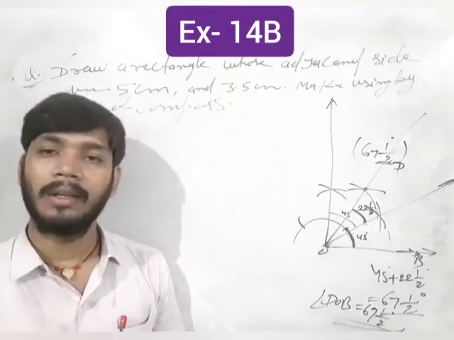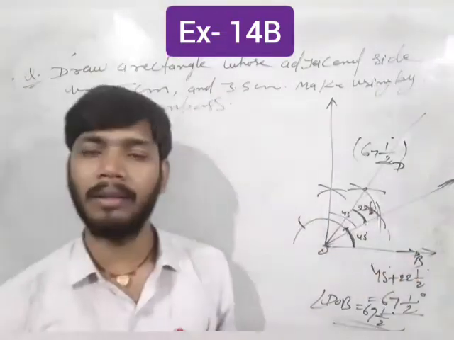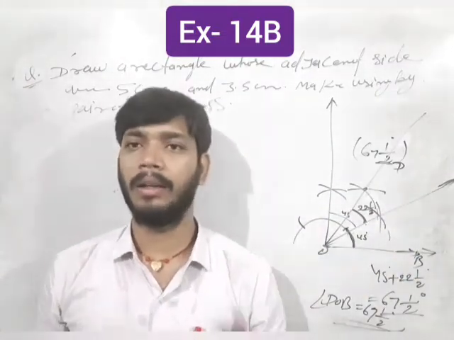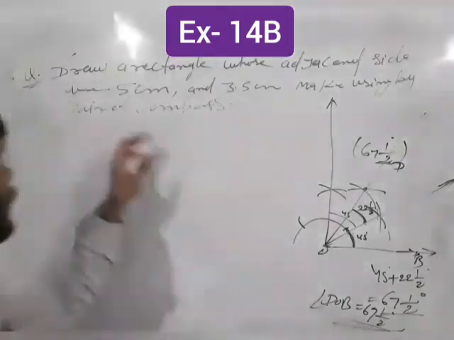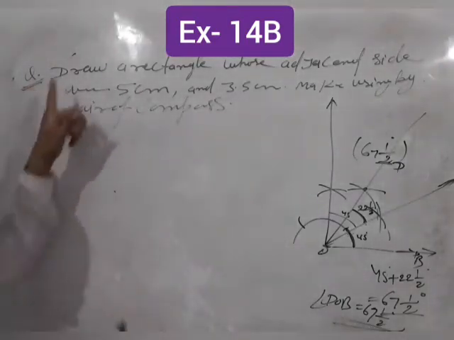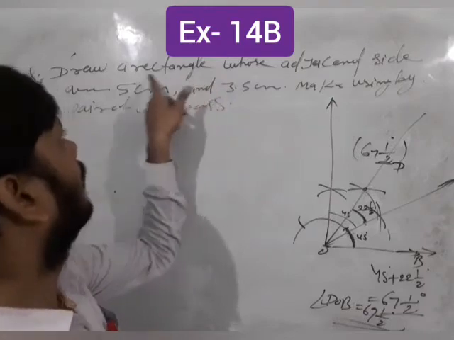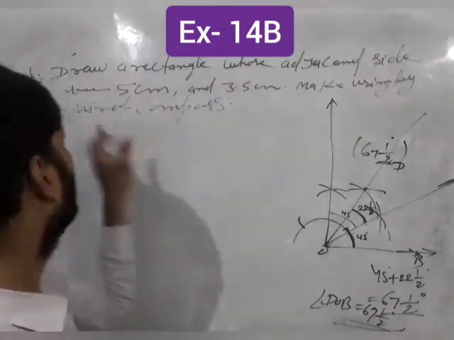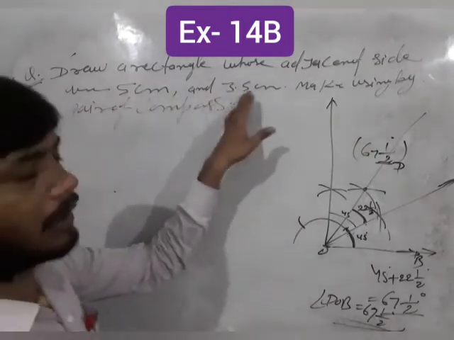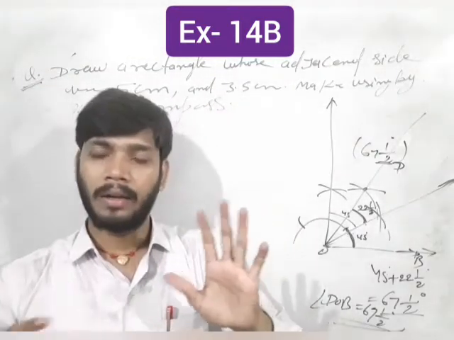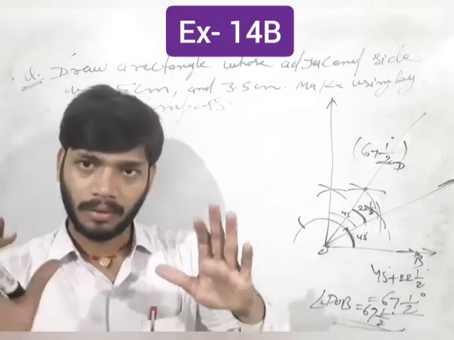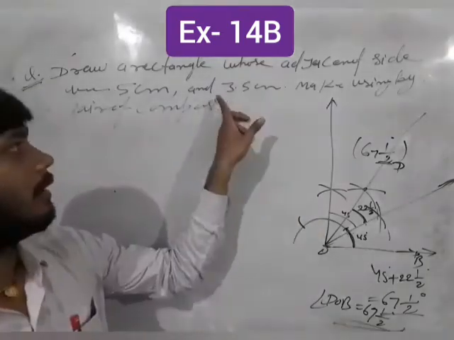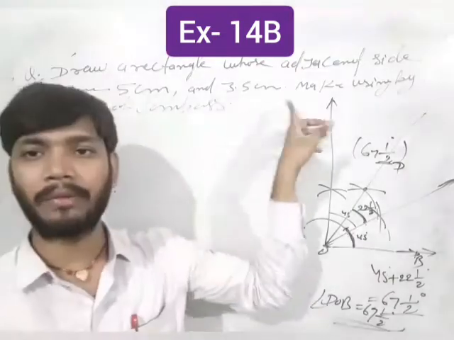Clear students? Similarly, you can draw any angle by using compass. Now students, here a very important question is written on the board. Draw a rectangle whose adjacent sides are 5 centimeter and 3.5 centimeter. That means in the rectangle the adjacent sides are 5 centimeter and 3.5 centimeter.